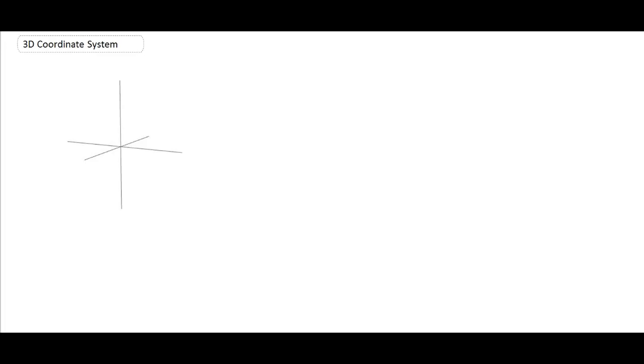Hi everyone. Let's talk about the three-dimensional coordinate system. In 2D, when we draw the coordinate system, we draw the x-axis like so, and the y-axis like this. Now what we want to do is extend this to the third dimension. You can think of it as the third axis drawn perpendicular to this page through the origin right here.